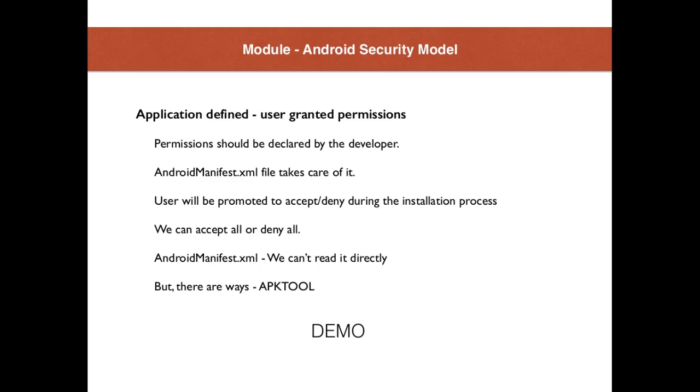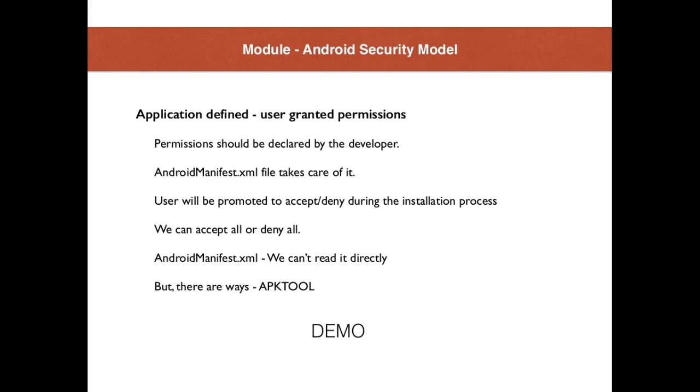So basically this is titled application defined user granted permissions because when a developer is developing an application, if he uses any sensitive data or any sensitive resources from the device through his app, he has to explicitly specify, hey, I'm going to use this particular resource from your device. I need permission from you. This is how he has to explicitly specify the permission in the application. So that is the reason why we call it application defined.